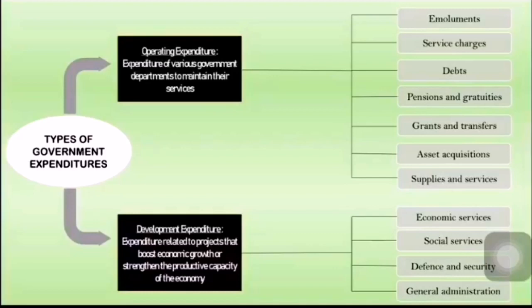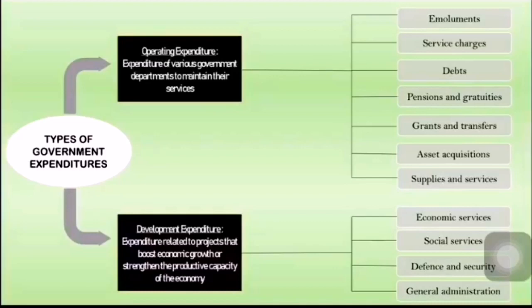Now, let us take a look at government expenditure. Basically, government expenditures can be divided into two categories, which are operating expenditure and development expenditure. Operating expenditure is the expense of operating and administering a government department. Operating expenditure refers to the expenditure of various government departments necessary to maintain their services.